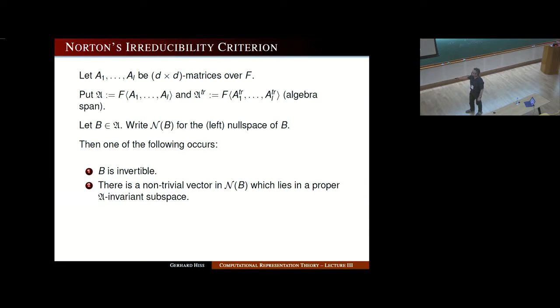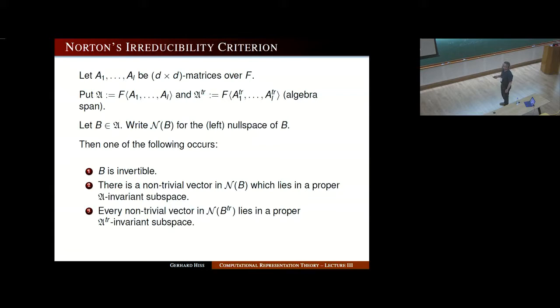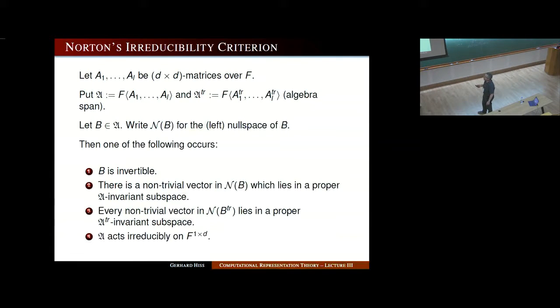So this is exactly what we want to find. We want to find non-invertible matrices, and then maybe if this null space is small, we don't have to search for too many vectors. But unfortunately there is the third case: every non-trivial vector in the null space of B transpose lies in a proper invariant subspace in the transposed situation here, or A acts irreducibly. So now you can see a strategy for how to prove irreducibility. Take a matrix in A, A1 times A2 plus A1 plus A2, for example, and hope that its null space is one-dimensional. Then you just have to search one vector.